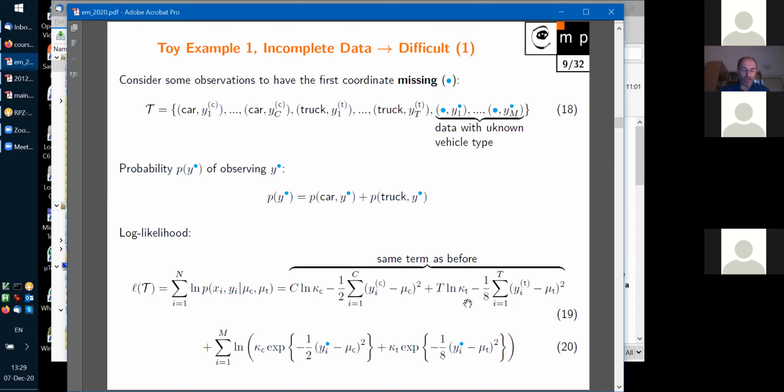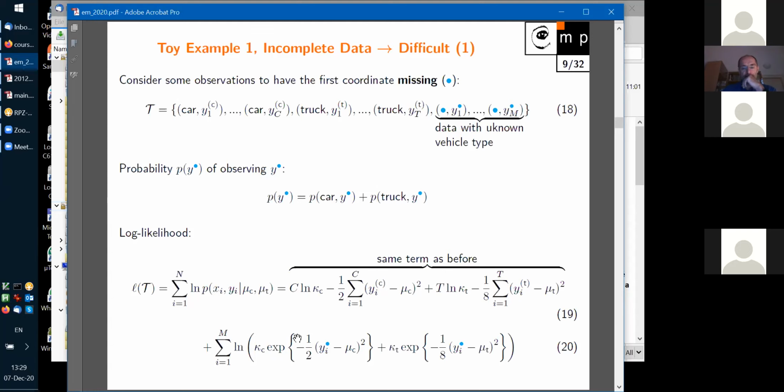So somehow we don't know which class is responsible for which point, but we'll have to find the mu c and mu t so that this whole term is high. So also there is a high likelihood on the data points y i with unknown class.